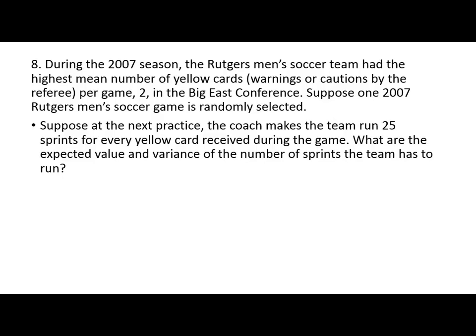Absolutely, yeah. If we want to know something about the expected number and variance of the number of sprints, you want to express that as a function of how many yellow cards they get, right? So let the number of sprints equal some function, let's say h of x, where x is the number of yellow cards they get. How many sprints do they have to do in terms of x? Yeah, 25x. For every yellow card they get, they have to do 25 sprints.